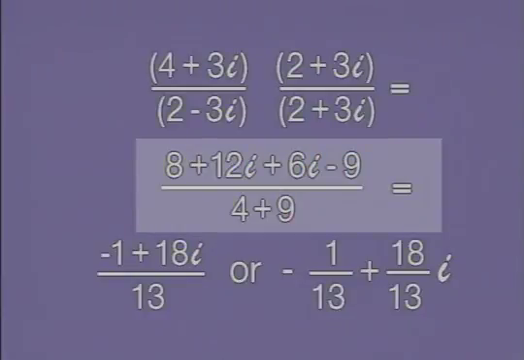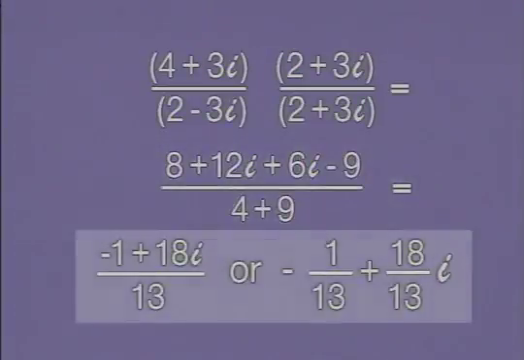You'll notice in the denominator, we've simply said, hey, we know that the 2 times 3i and the negative 3i times 2 cancel, so all we've got to worry about is 2 times 2, which is 4, and a negative 3i times a positive 3i, which is positive 9. On the bottom line, which is highlighted, we see our answer, negative 1 plus 18i all over 13. That's one way to write it.